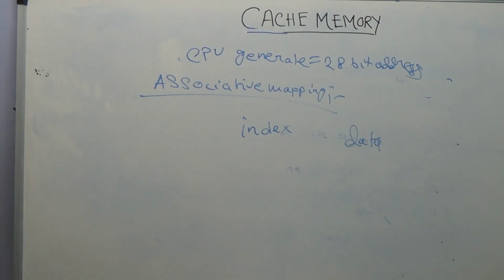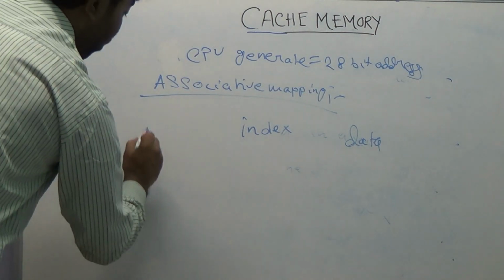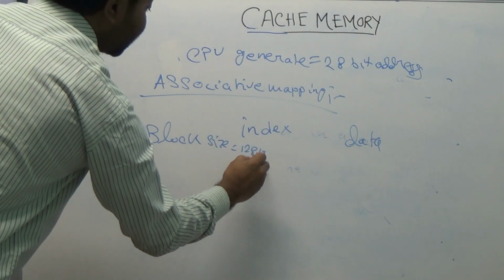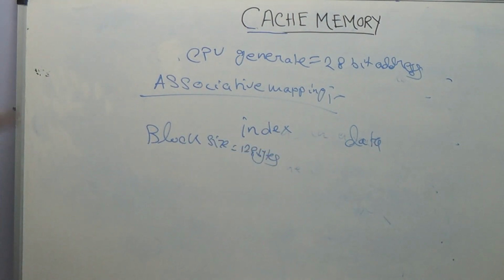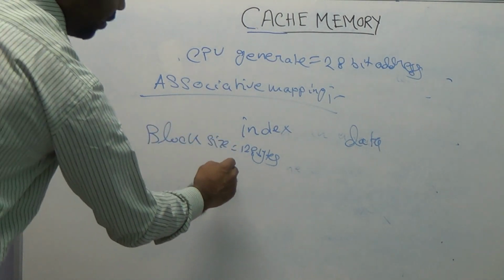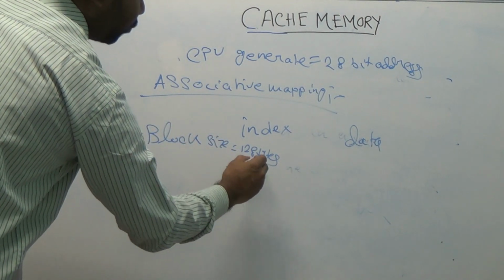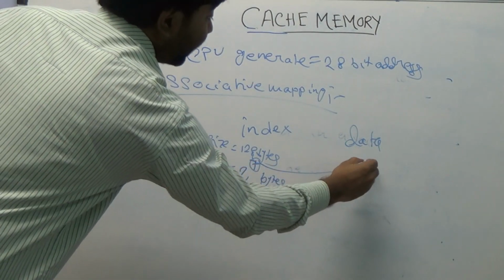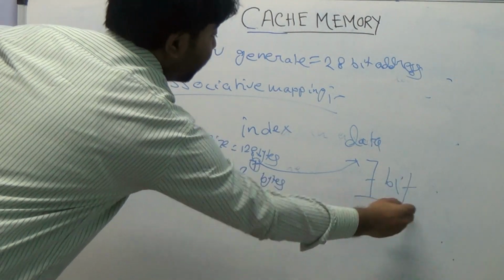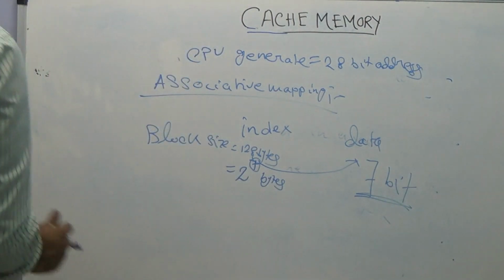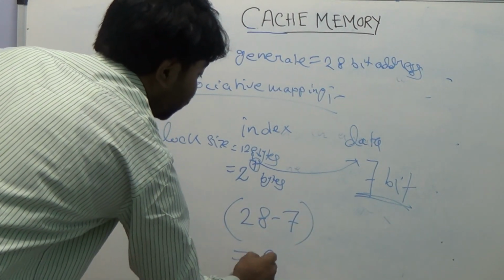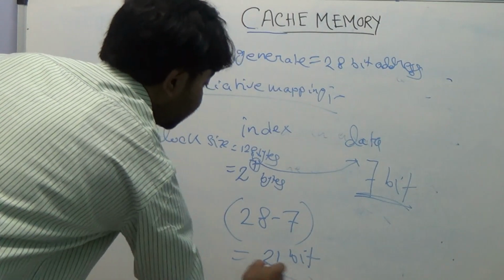We will get the value of the data field from the block size. Here, block size equal to 128 bytes, that is given in the problem. From the block size, we will convert it into 2 to the power 7 bytes. From here, the 7 bits will be used to represent the data field, and the value of the index field will be 28 minus 7, that is 21 bits.